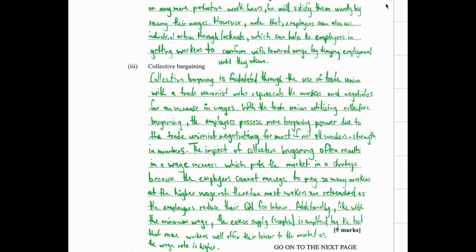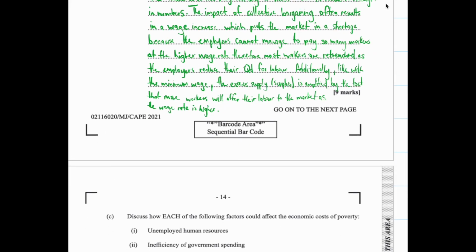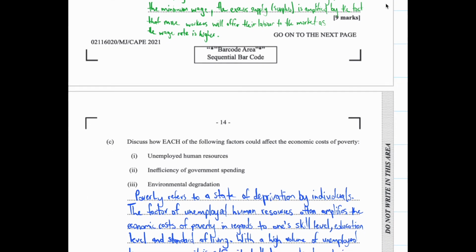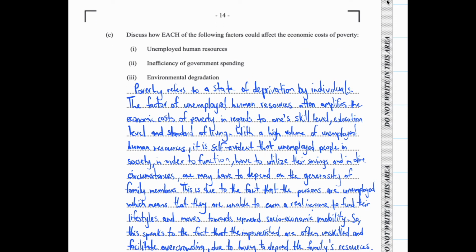It was very similar to what we discussed earlier with the minimum wage, yes. So, okay, we reached the last part of the exam. That is C. Discuss how each of the following factors could affect the economic cost of poverty. So we have one, unemployed human resources, two, inefficiency of government spending, and three, environmental degradation.